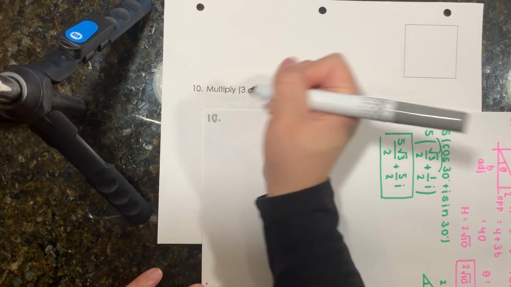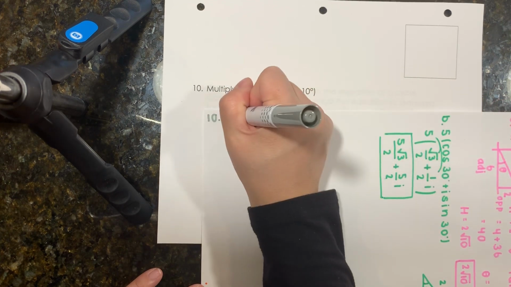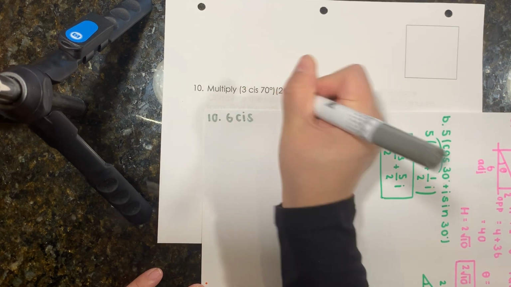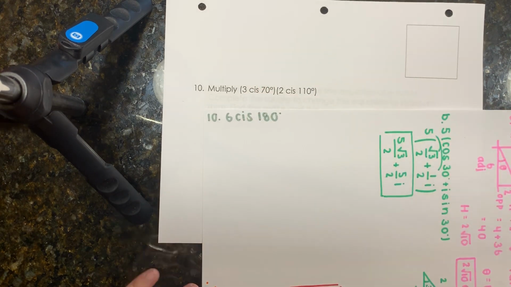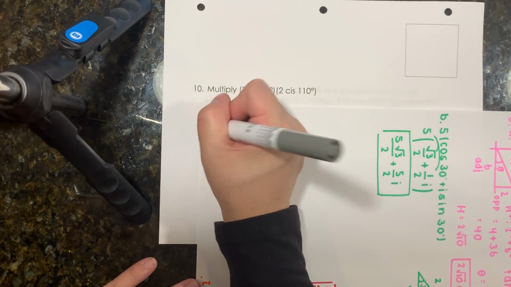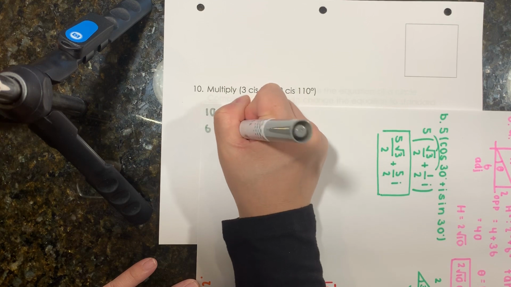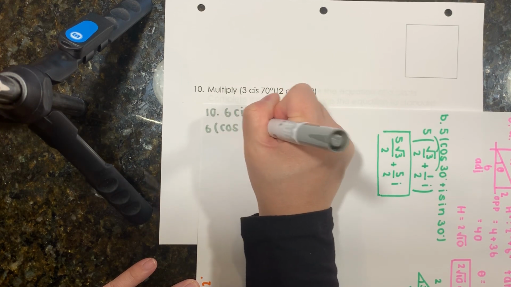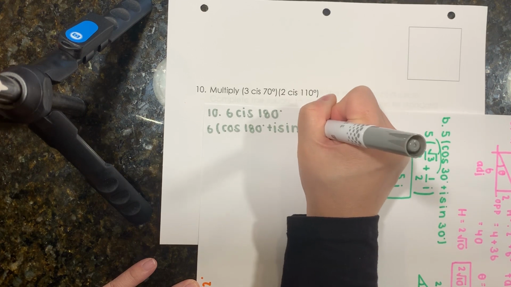So for number 10, I'm going to multiply the two outside numbers, which would give me 6, and then I'm going to add the degrees. So 70 plus 110 gives me 180. I'm not going to end there. I actually need to expand this into rectangular form. So I remember that CIS stands for cosine of 180 plus i sine of 180.